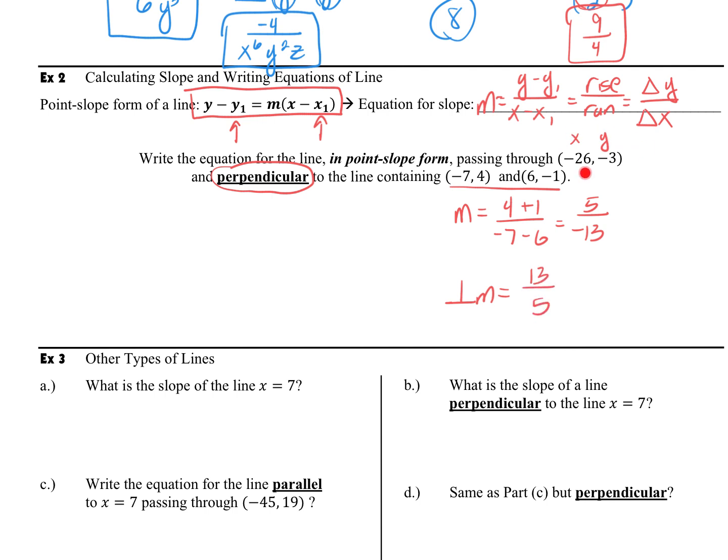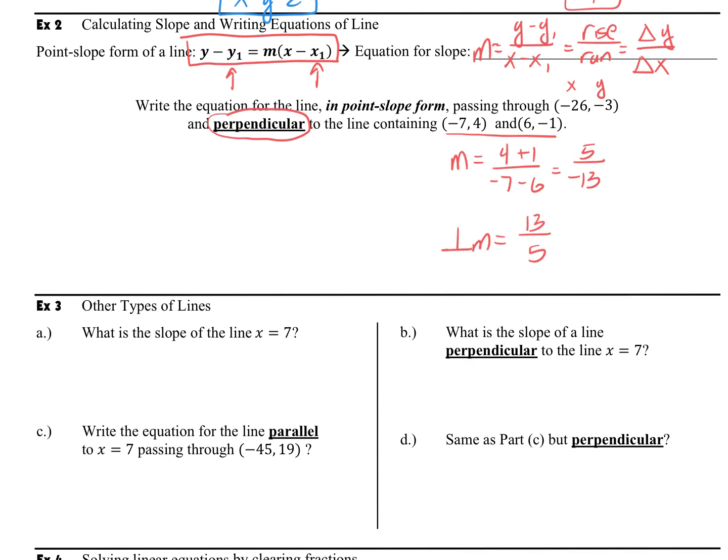Let's put it all together. We've got our point and our slope, and we're going to substitute. So now we're going to have y minus a negative 3, so y plus 3. Then we'll have our slope, and x minus a negative 26, or x plus 26.